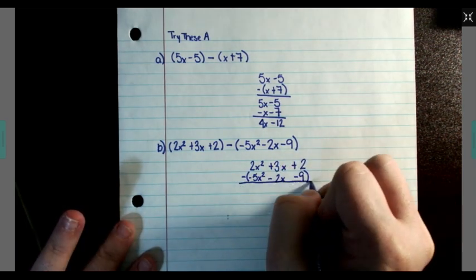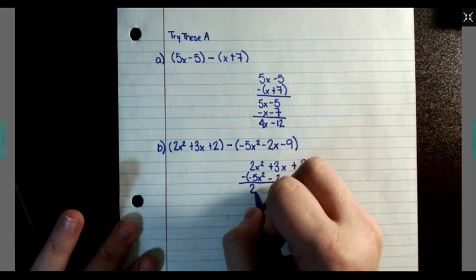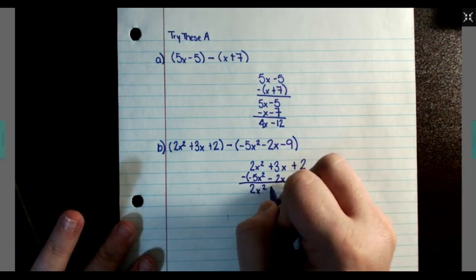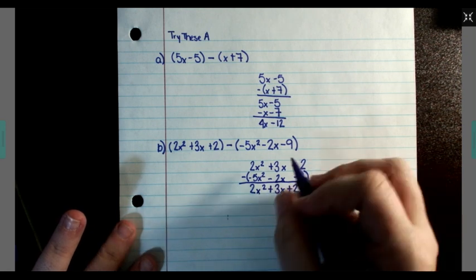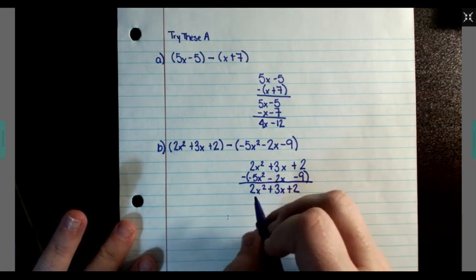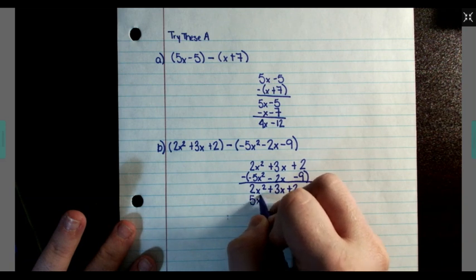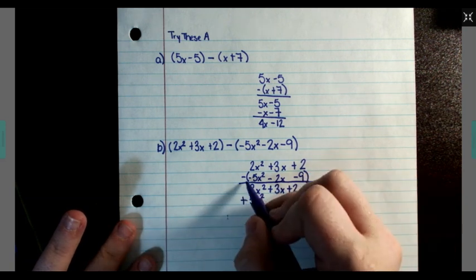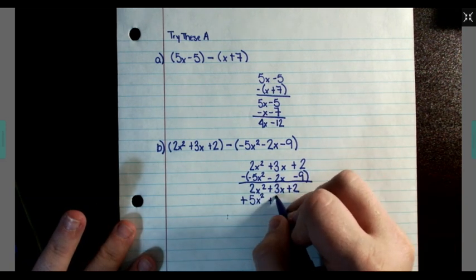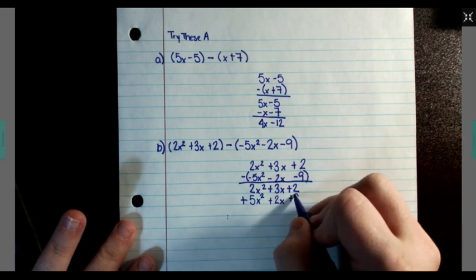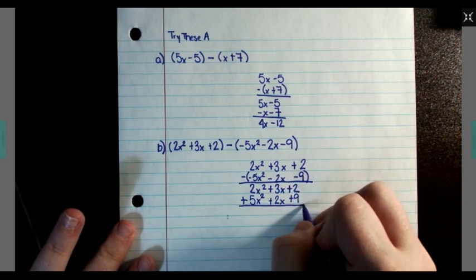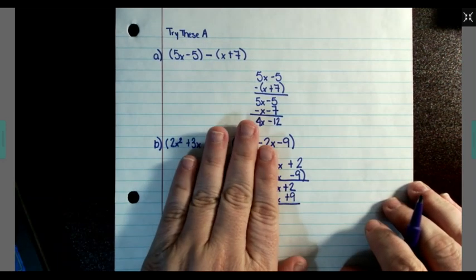sign of every term. The top expression is not going to change. It's going to stay the same. Negative negative is going to make this a positive 5x squared. Negative negative is going to make this a positive 2x. Negative negative is going to make that a positive 9. Look at each term individually.